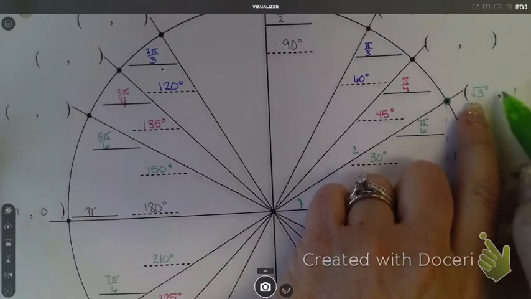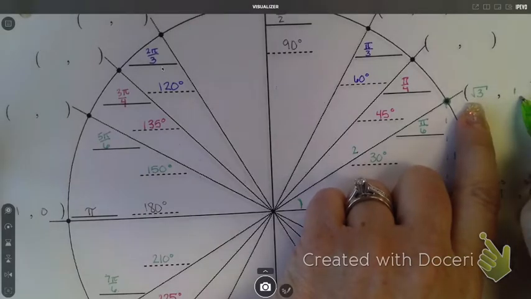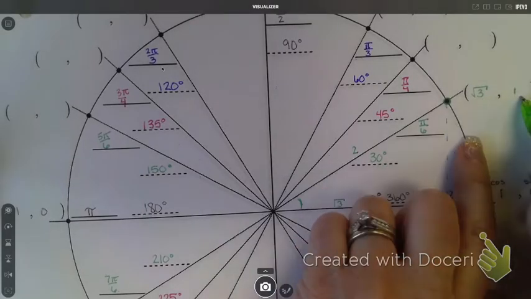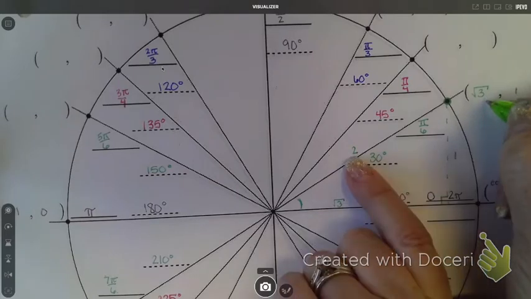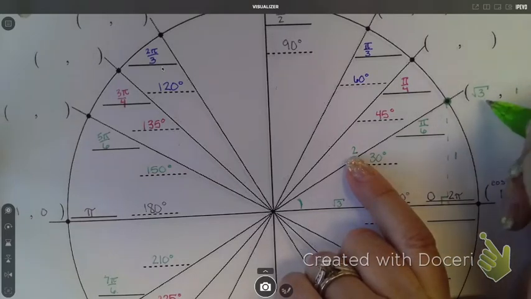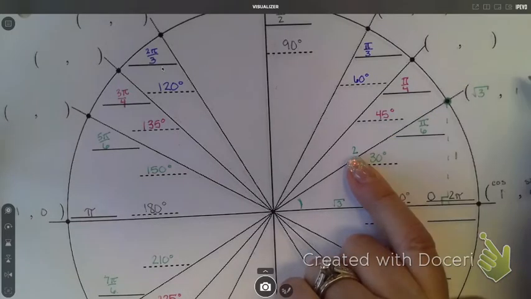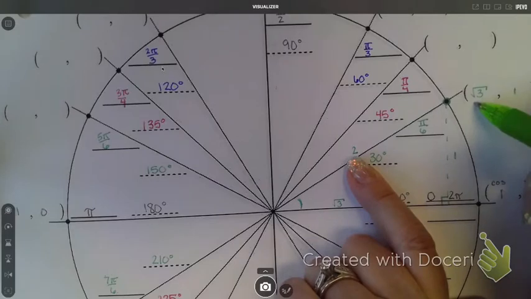So this is my x, this is my y. If I want cosine, all I have to do is put it over what? The radius. So it's square root of 3 over what? 2. That's the cosine at 30 degrees. The sine is y. What's the y? 1. What's the radius? 2. So what is the sine at 30 degrees? A half.